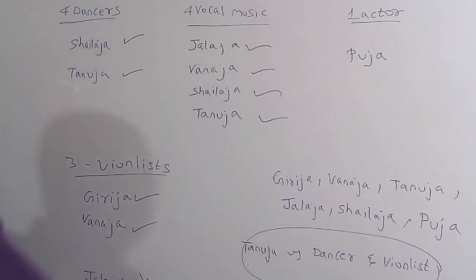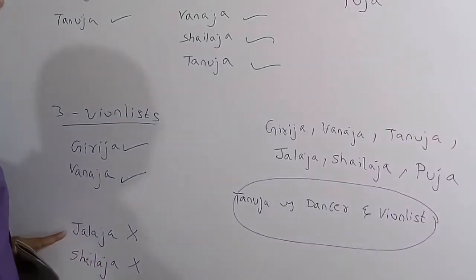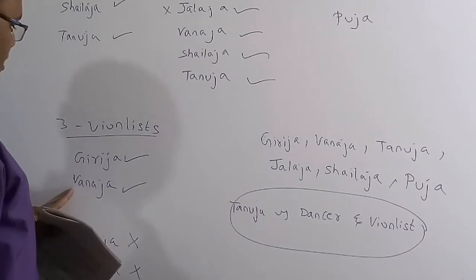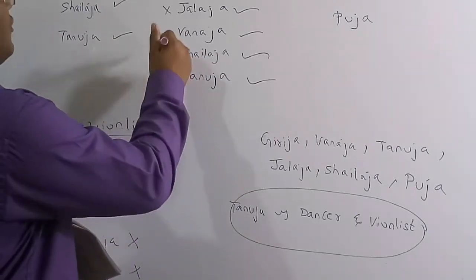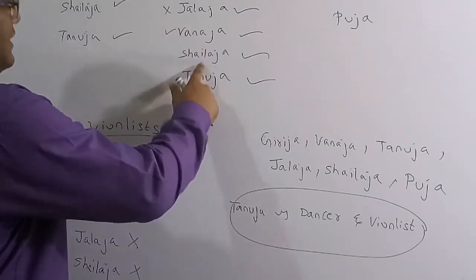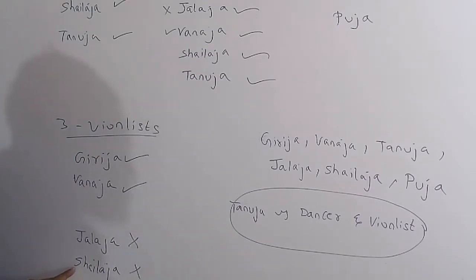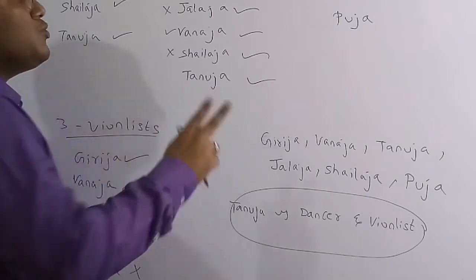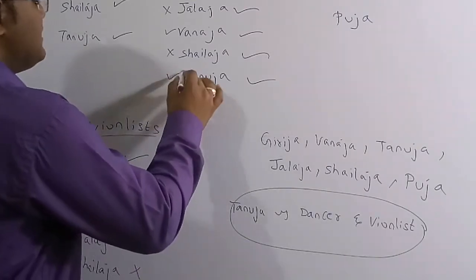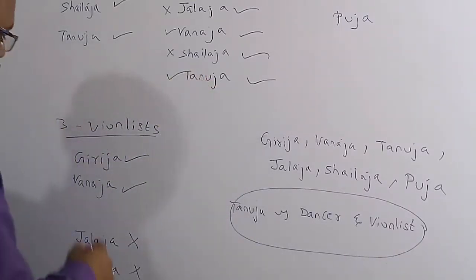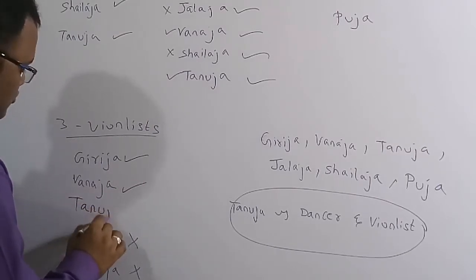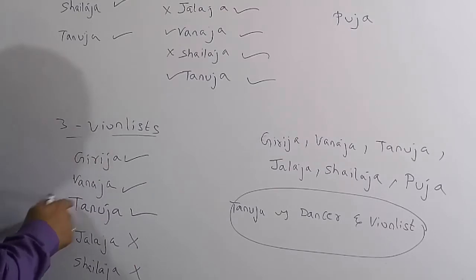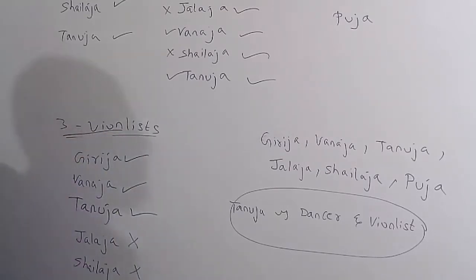If you see carefully, Jalaja is not a violinist. Vanaja is a violinist. Shailaja is not a violinist, as already given. But in the question, among these 4, 2 are violinists. So Tanuja is also a violinist, because there are 3 violinists and we know only 2, so the remaining girl is Tanuja. Therefore Tanuja is also a violinist.